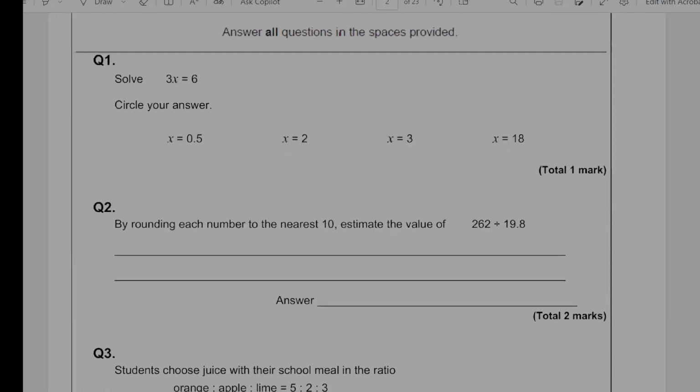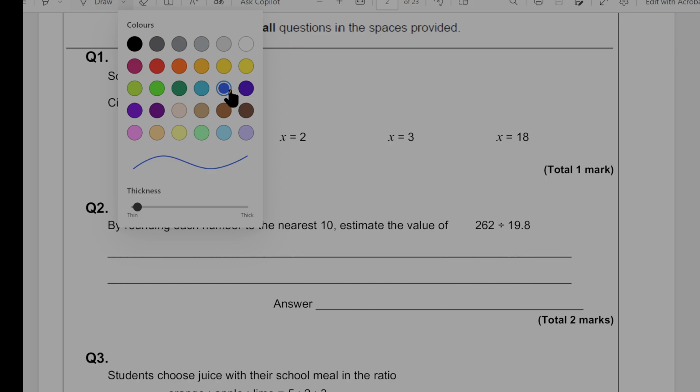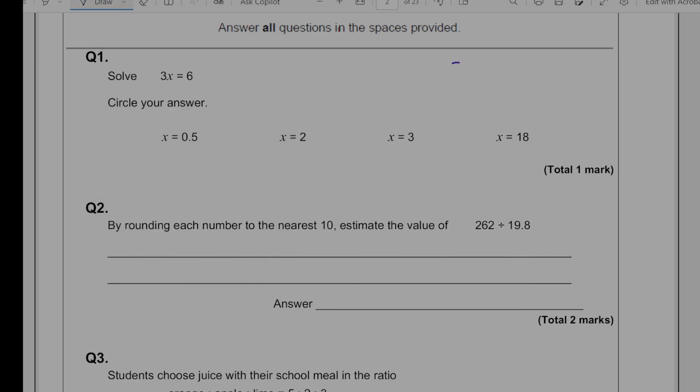So let's start off. Question 1, solve 3x is equal to 6. So let me turn my pen on. Right. So if 3x is equal to 6, then to solve that, we would need to divide both sides by 3, which would give you x is equal to 2. So we're looking for this one here.